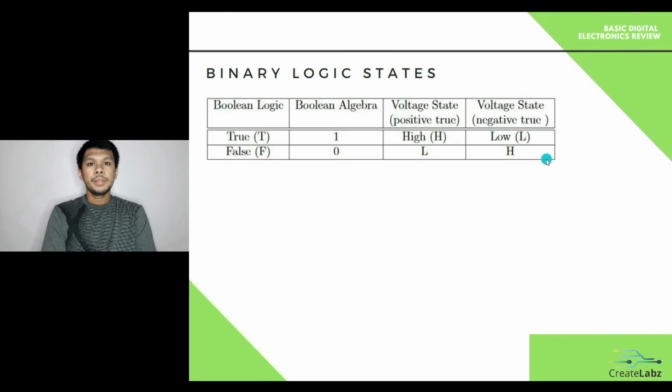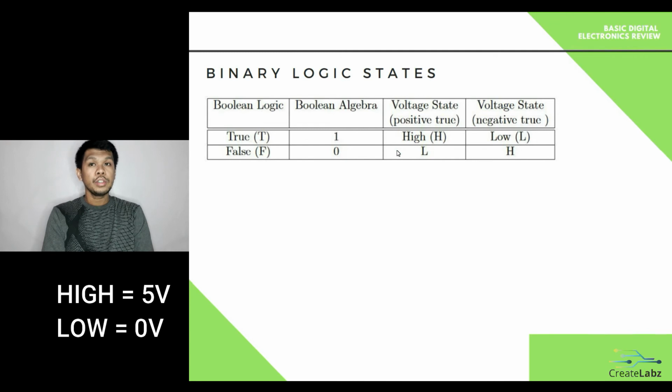In digital systems, it is common to use binary logic states to describe a condition or a comparison. In Boolean logic, it will only take 2 values, either true or false. In Boolean algebra, true is equivalent to 1, and false is equivalent to 0. If we use a positive voltage state, 1 is equivalent to high and 0 is equivalent to low. In terms of Arduino, high is equivalent to 5 volts and low is equivalent to 0 volts.